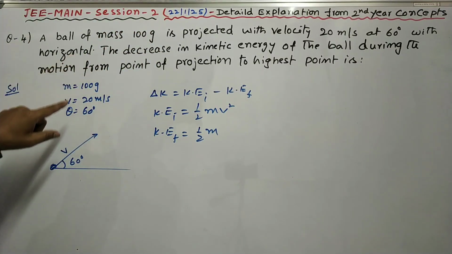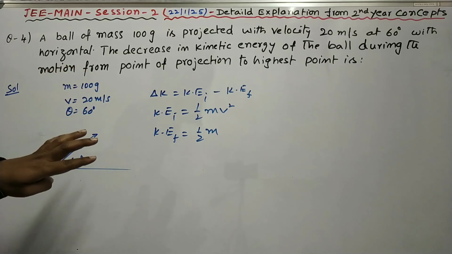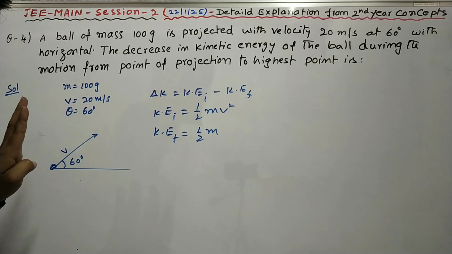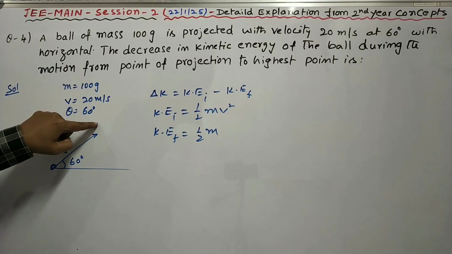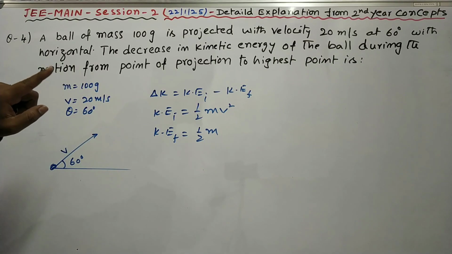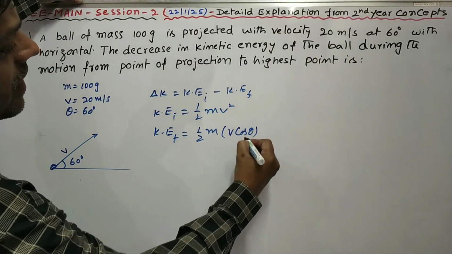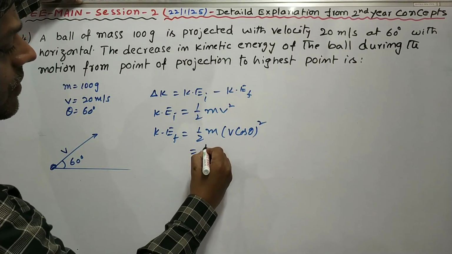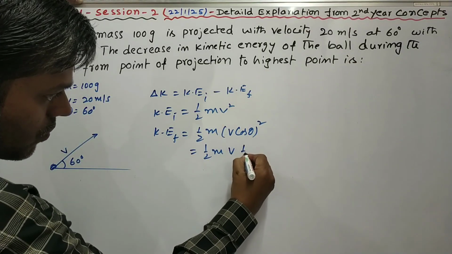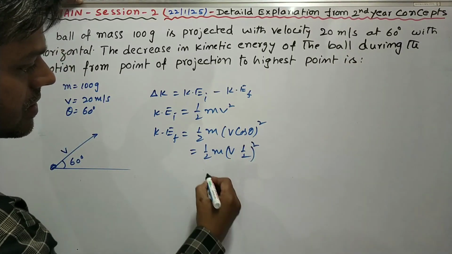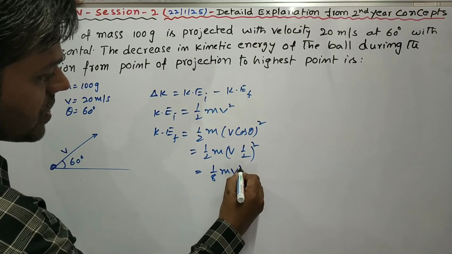what is the velocity at the highest point? At the highest point, the vertical component of velocity may be 0, but in the entire motion, the horizontal component of velocity remains constant. So at its maximum height, what happened? It has a horizontal component of velocity. What is that? V cos theta. Right. So half into m into v cos theta, that means 1 by 2 whole squared, isn't it? So which is equal to what? 1 by 8 m v squared.